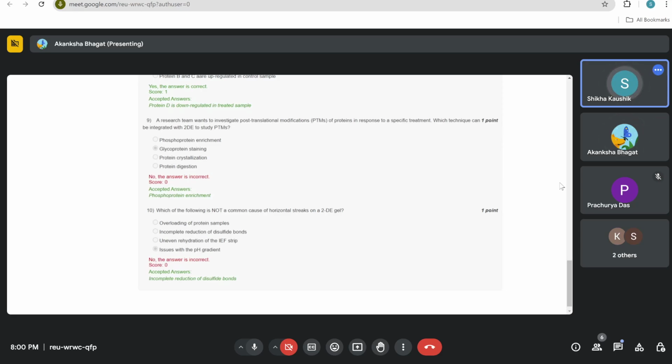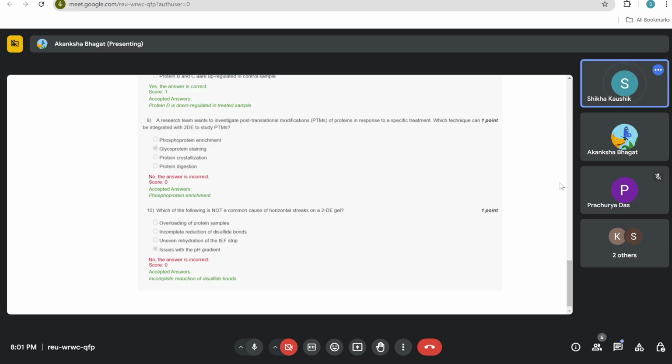Yes ma'am. When we do two dimensional, what is vertical and what is horizontal? First dimension is vertical or first dimension is horizontal? Ma'am, when we are doing it on IPG strips, it's horizontal, and when we are running it on the resolution gel, it's vertical. Okay. So you have written: which of the following is not a common cause of horizontal streak on a 2D gel? Not a common cause बताना है.